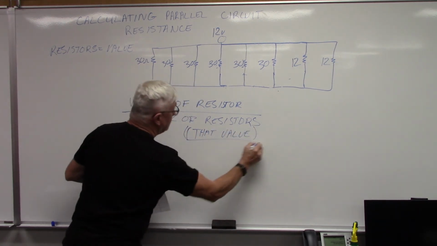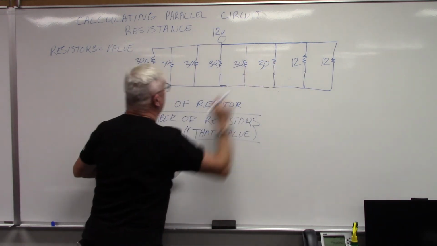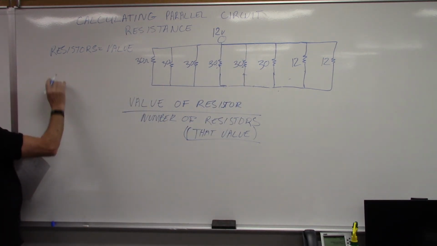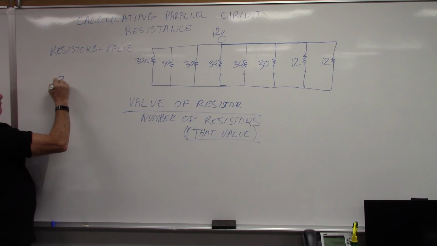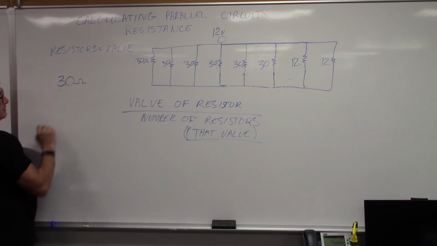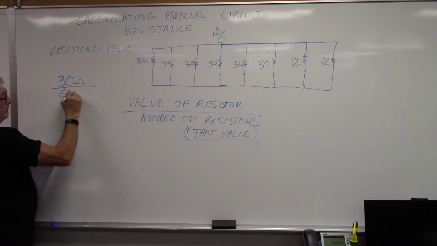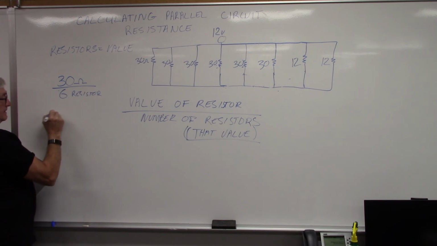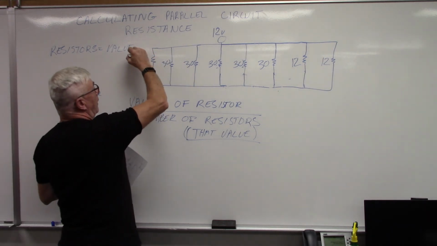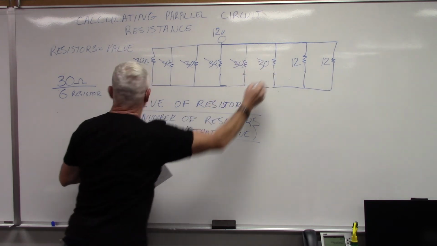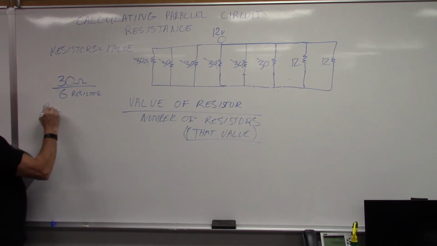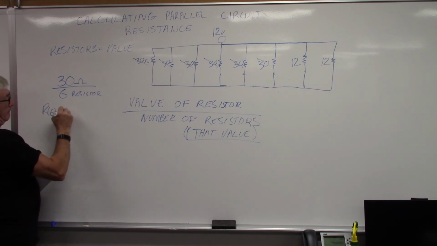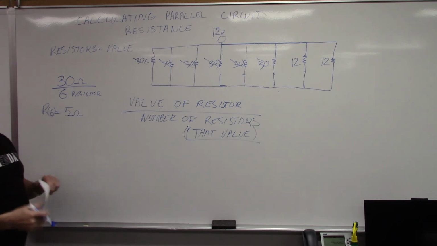All right? So 30, 30, 30, 30, 30, all the same. 1, 2, 3, 4, 5, 6. All right? So we know that we have 6 resistors. The value is 30 ohms. The number is 6. All right? We take this, divide it by 6. Total resistance of all of these resistors, I should put total, of 6 equals 5 ohms. All right? 30 divided by 6 equals 5.